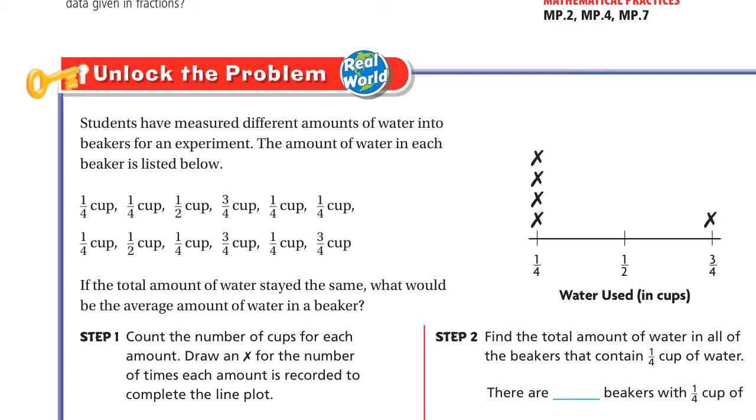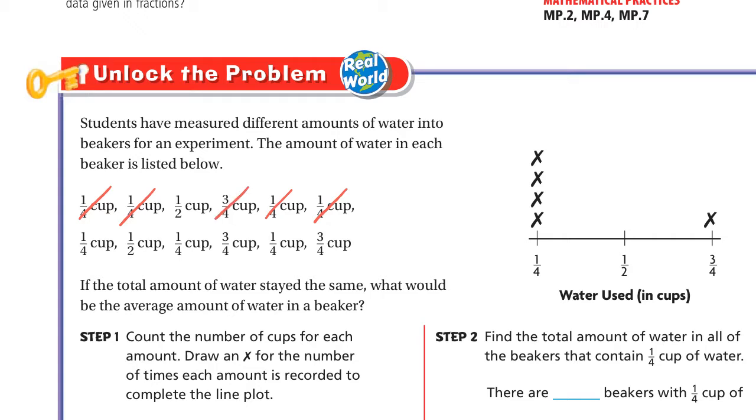We can see that they've already charted 4 of the 1/4 cups. So I'm going to cross them off as done. That one's done, that one's done, that one's done. Oh, and that one's done right there. They also charted one of the 3/4, so that one's done. And now our job is to finish the rest.